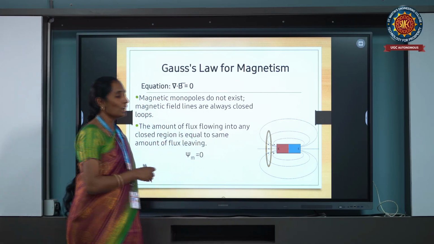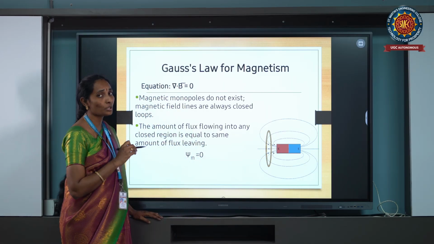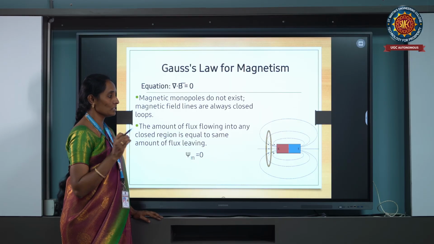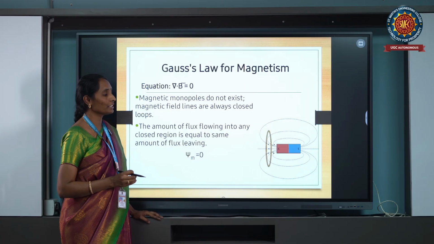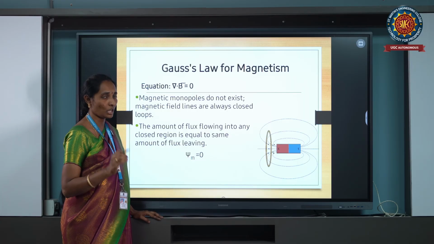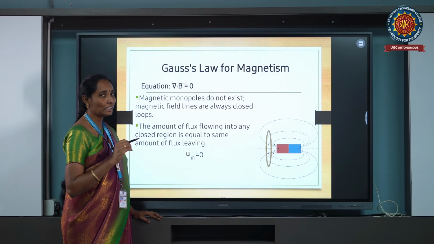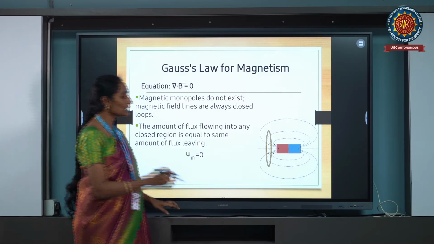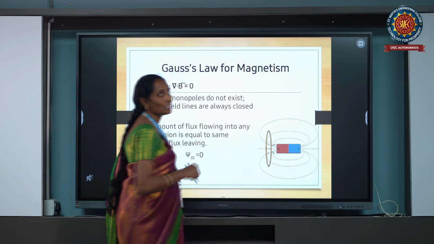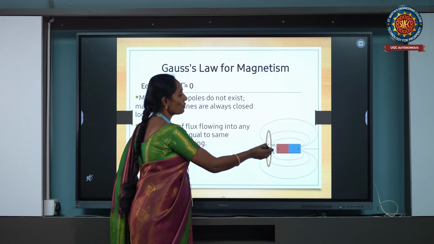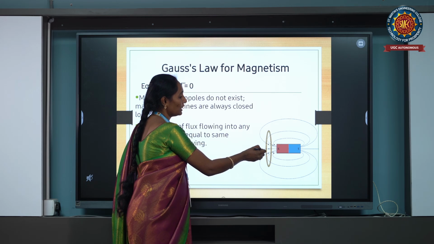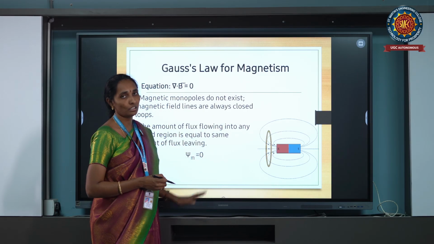According to the magnet, there is no existence of a single pole. If you consider any micro particle, that also has two poles, one north pole and one south pole. That's why the magnetic flux is always a closed loop. Here we are considering one closed region. The amount of flux entering the region is equal to the amount of flux lines leaving the region.